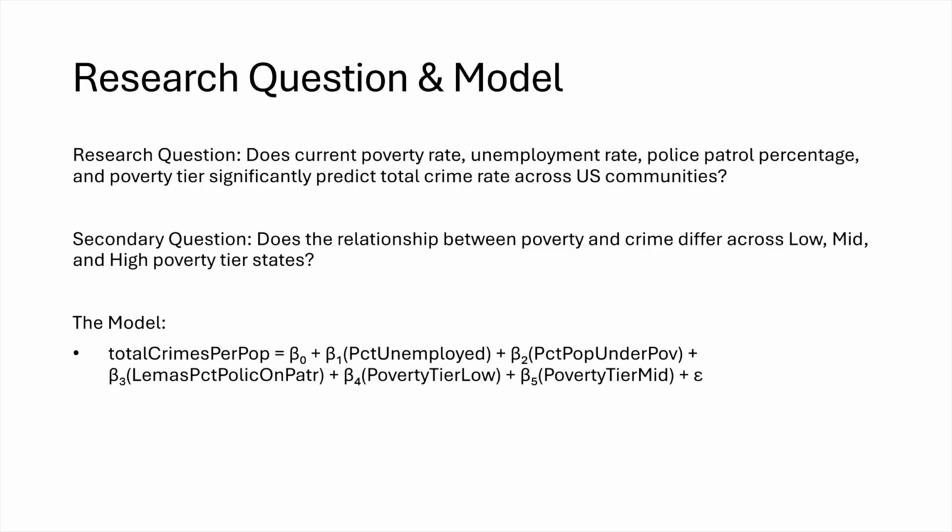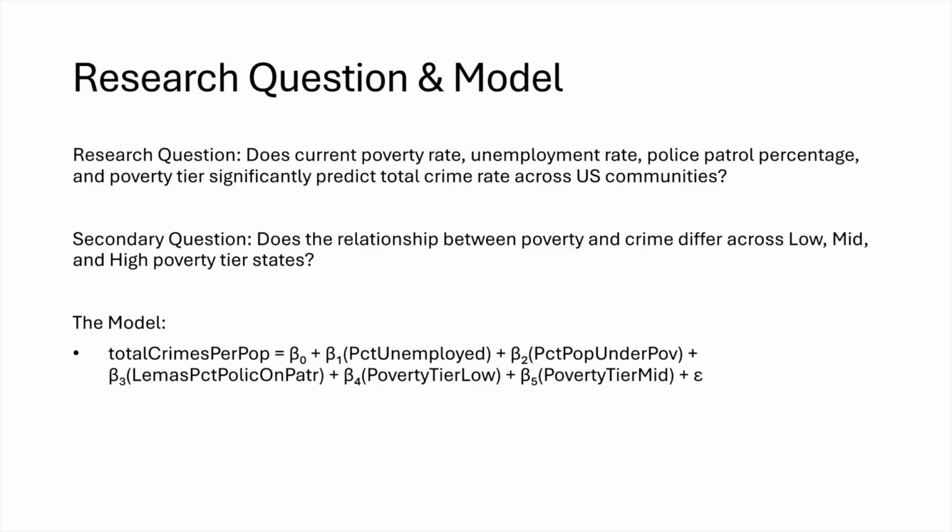To answer these questions, we built an MLR model where total crimes per population is our dependent variable. So the full model is total crimes per population equals beta 0 plus beta 1 times the percent unemployed plus beta 2 times the percent of population under poverty plus beta 3 times the percentage of population on patrol plus beta 4 times poverty tier low plus beta 5 times poverty tier mid plus our error term.